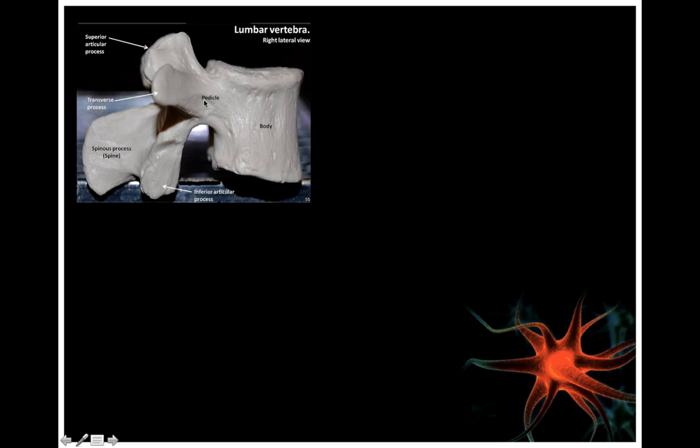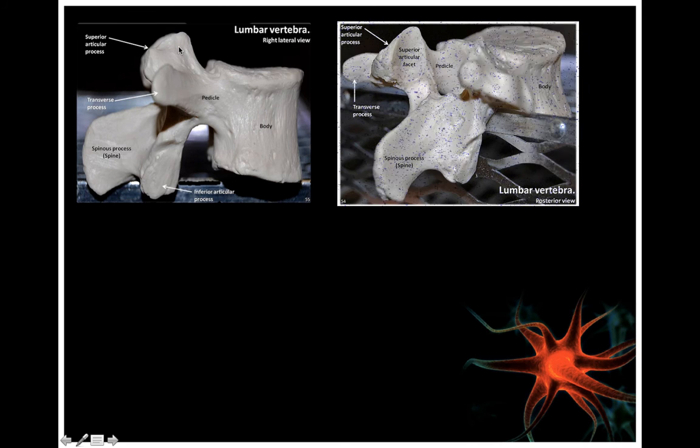Pedicle, remember that this is an important structure. Transverse process, spinous process, and then you have these handles that go up and down. This is called the superior articular process because it articulates with the inferior process of the vertebral body up top. Okay, so when the superior articular process joins the inferior articular process from top, it forms a facet joint. And that's very important to know.